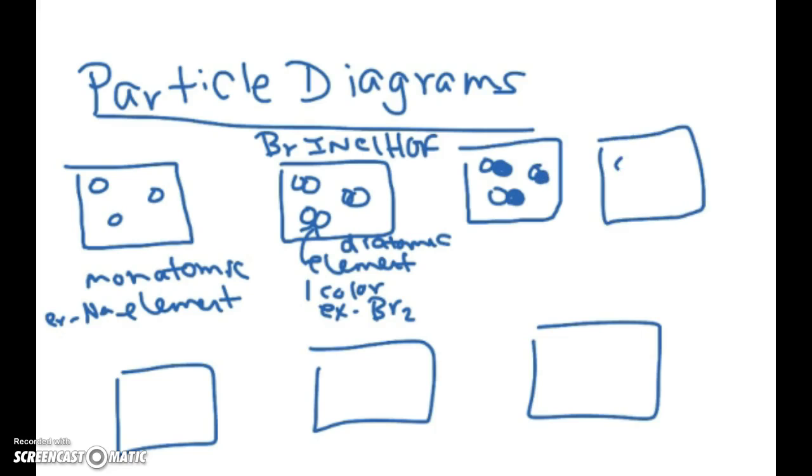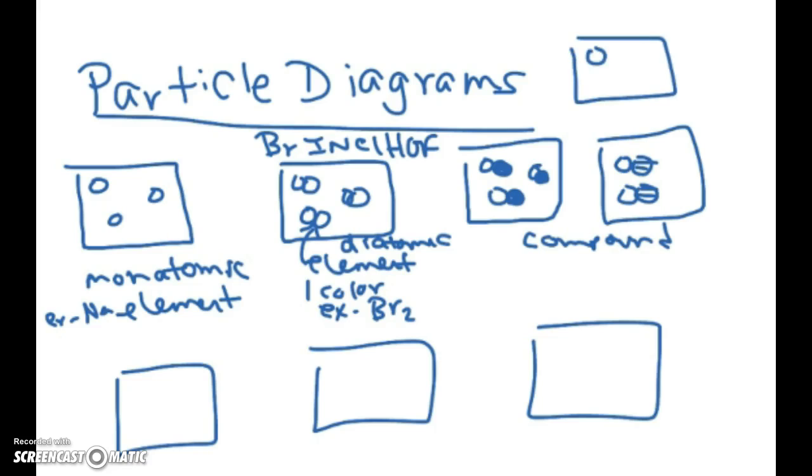Could also show a compound like this. There's no set rule for what a compound has to look like, as long as we have at least two different colors attached. We could also have a compound with more than two boxes attached. For example, here, this could represent something like water, two of one element, the H, and one of the oxygen. This could represent a compound like HBr.